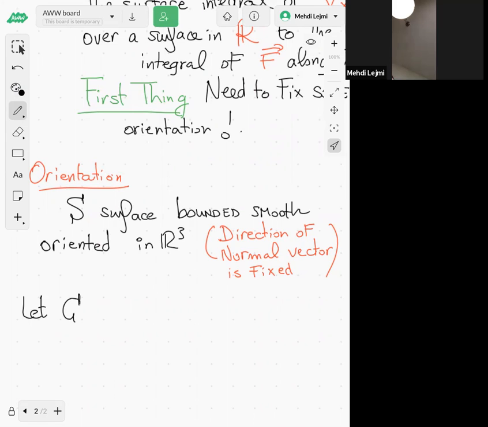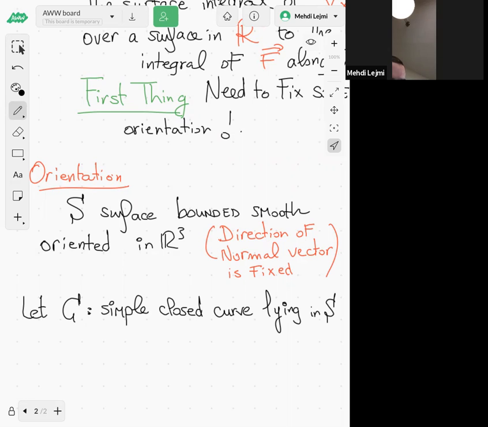Okay, it's some simple closed curve line in S. So for example, the boundary of S or something, okay? So we need to orient this boundary C, or this curve C. But the orientation of this curve C must be consistent with the orientation of S.